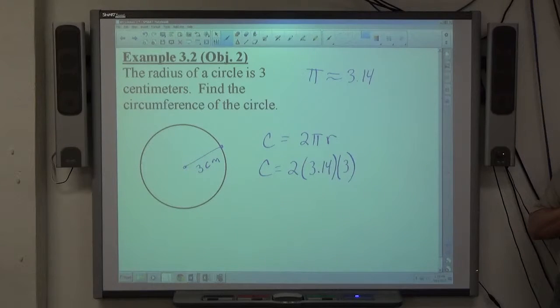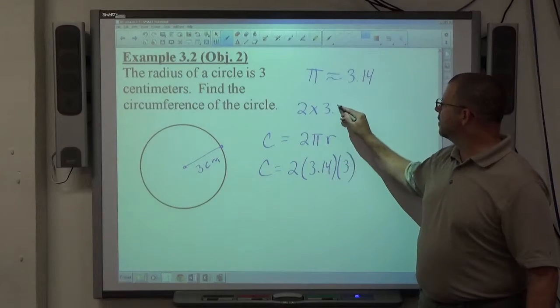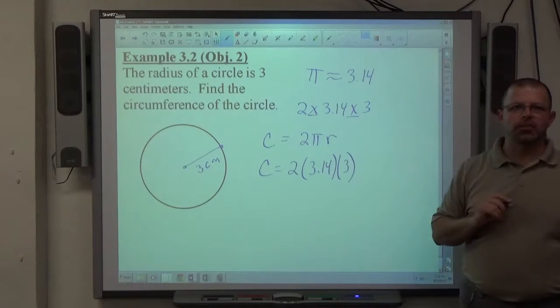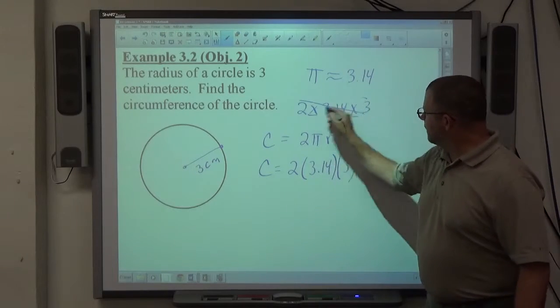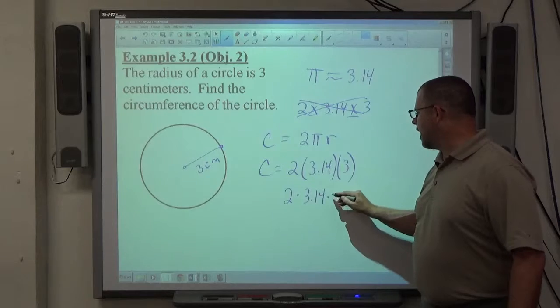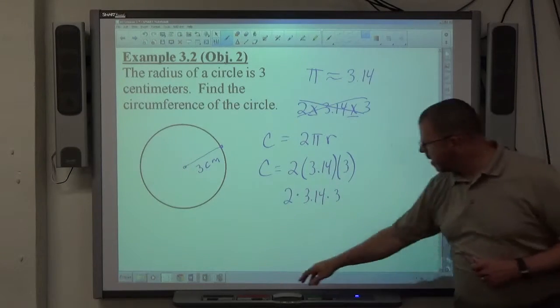I'm using parentheses to denote multiplication. We also use raised dots. We do not, in algebra, use x's. Okay, get out of the habit of using x's for multiplication, because we're going to be using x's as letters in problems, and they'll be showing up all over the place. They just cause mistakes. So either that or 2 times 3.14 times 3. One of those two to denote multiplication will be the best way to go about doing it.